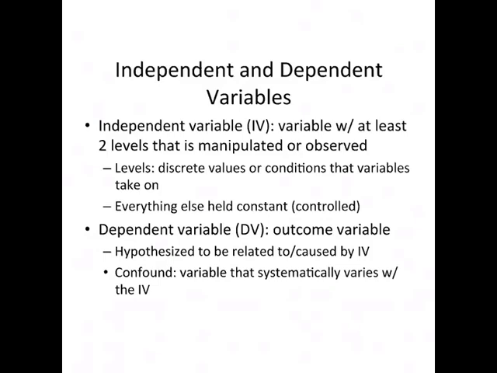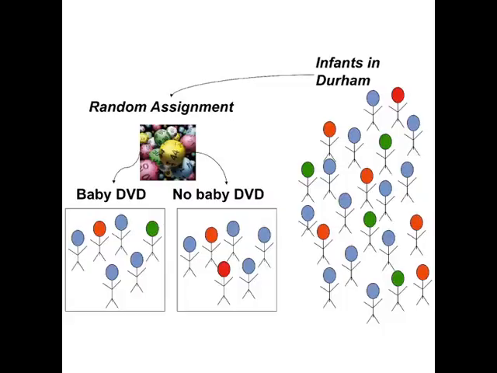Spatial attention would be the dependent variable. The dependent variable is the outcome variable. That's actually the variable that we're going to measure. When we make a hypothesis, we believe that the dependent variable will be related to or will be caused by our manipulation, or the independent variable.